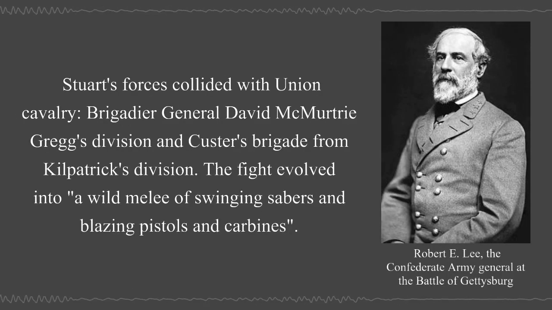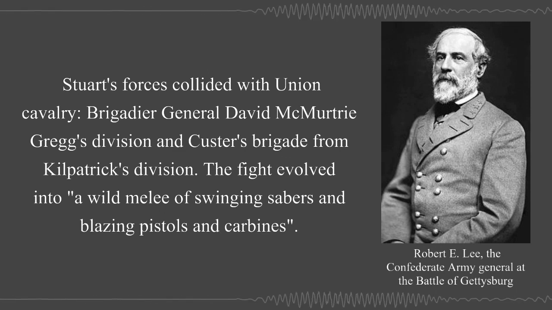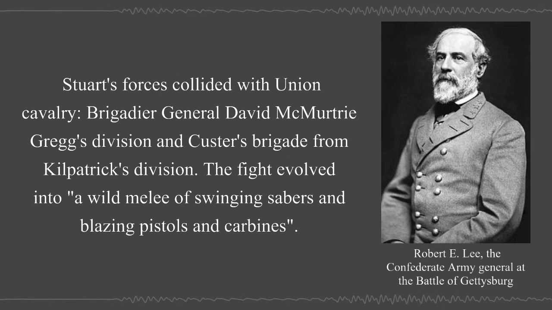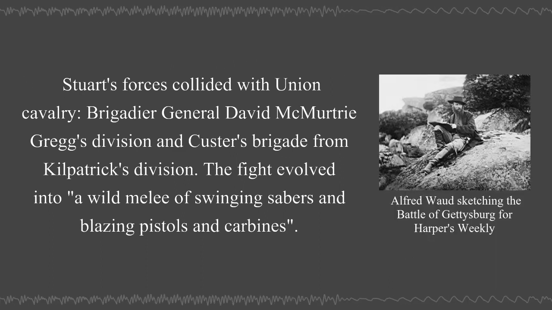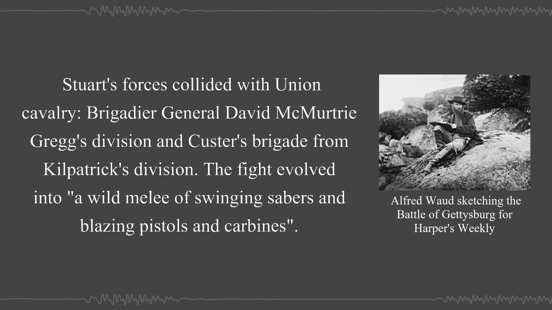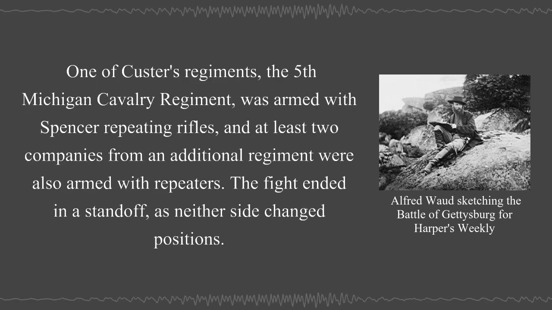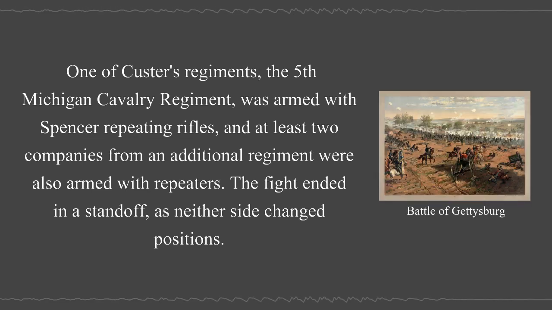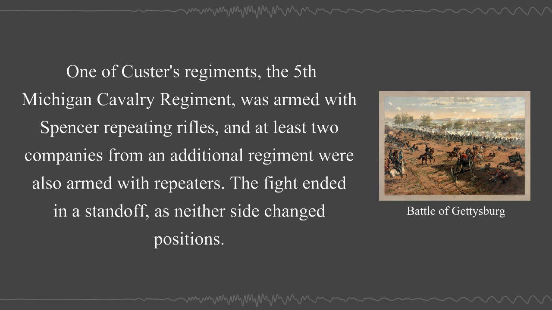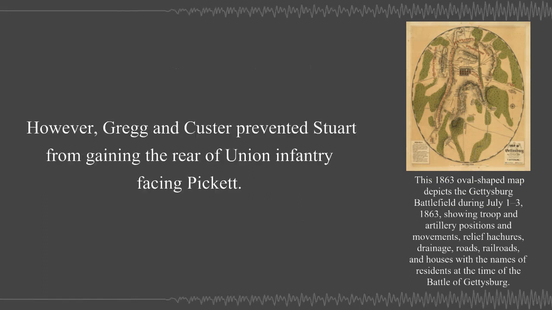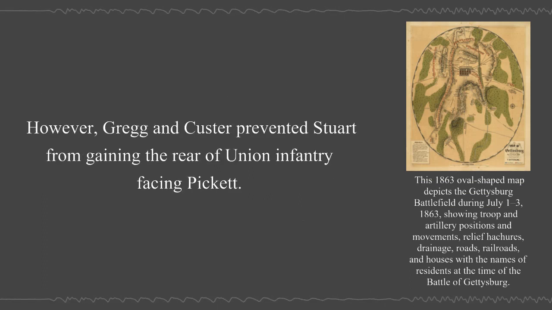Stuart's forces collided with Union cavalry: Brigadier General David McMurtrie Gregg's division and Custer's brigade from Kilpatrick's division. The fight evolved into a wild melee of swinging sabers and blazing pistols and carbines. One of Custer's regiments, the 5th Michigan Cavalry Regiment, was armed with Spencer repeating rifles, and at least 2 companies from an additional regiment were also armed with repeaters. The fight ended in a standoff, as neither side changed positions. However, Gregg and Custer prevented Stuart from gaining the rear of Union infantry facing Pickett.